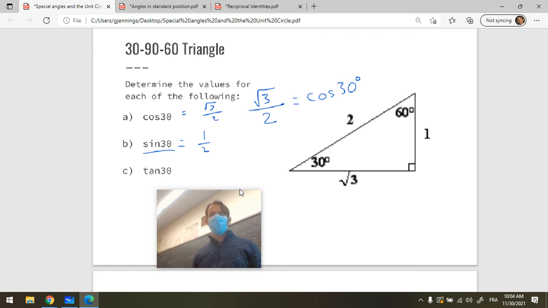If you're asked for an exact value of cosine of 30, give them root 3 over 2. Don't tell them 1.7 divided by 2. Tell them root 3 over 2. And then they will say, thank you very much.